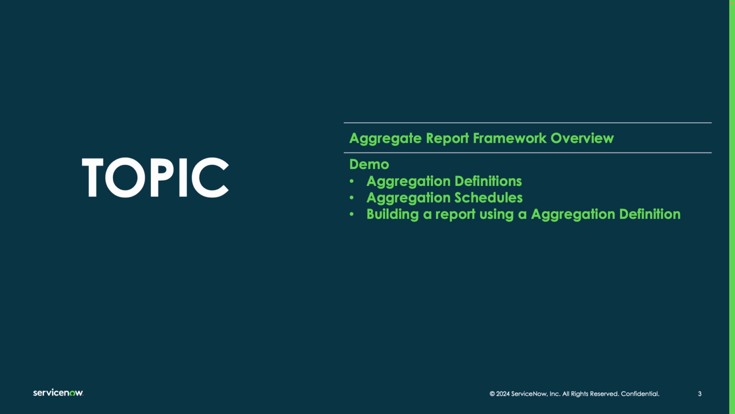So some of the topics I'd like to go through is just a quick overview about aggregate reports. And then we're going to do a demo. We're going to dive into how to build definitions, what definitions are available, schedules, right? How do we run these definitions? And then we're going to finally go through building a report using an aggregation definition.